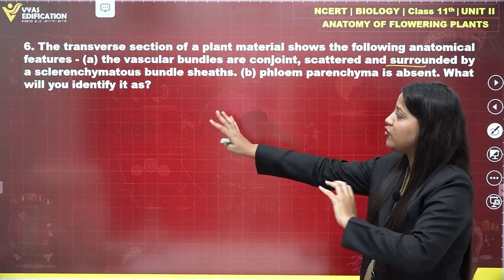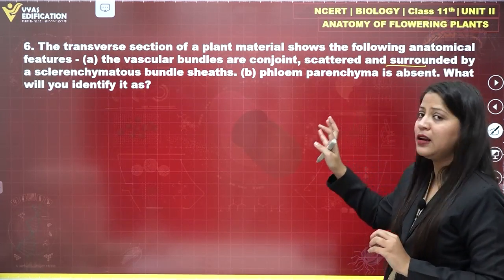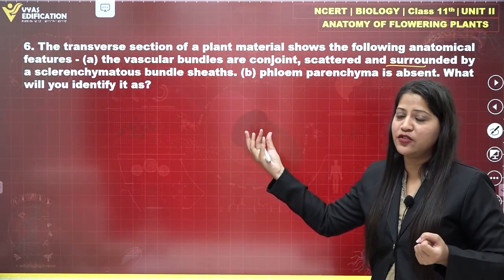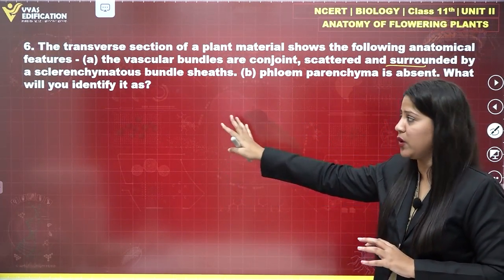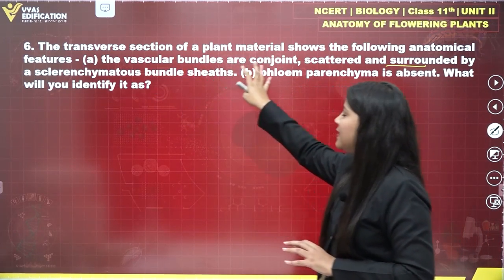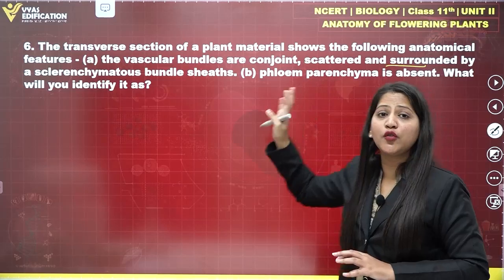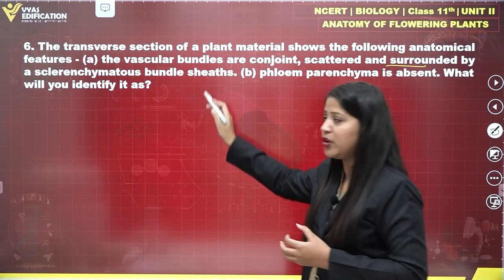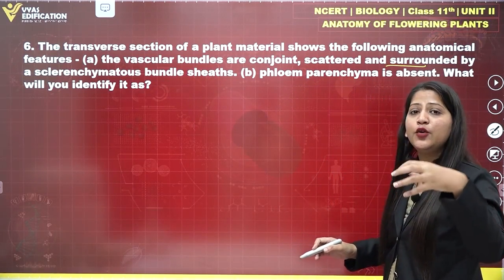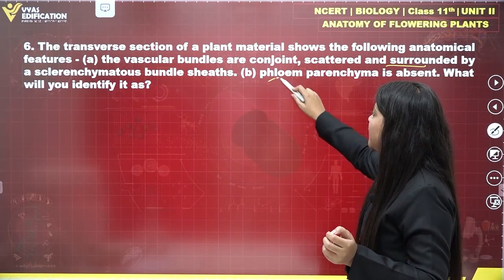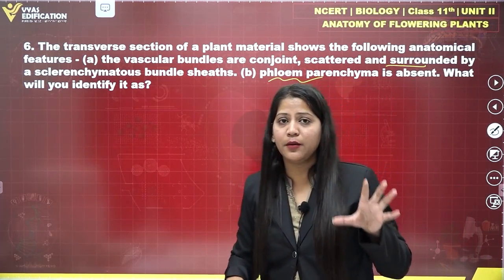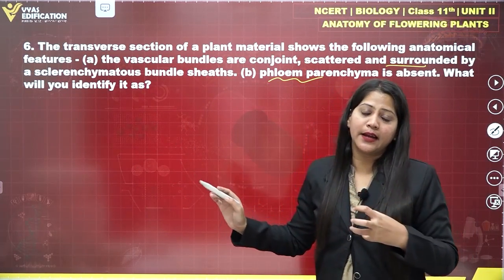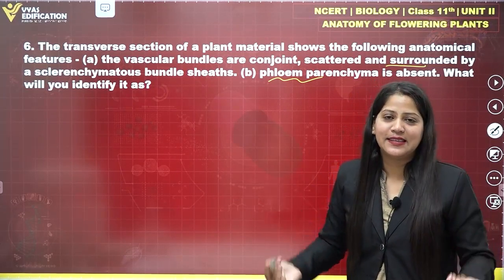So in the question you can see we have given some material with features. We have given a material or a sample, along with some features, and the features are mentioned in the question on screen. Those features are that the vascular bundles are conjoint and scattered, and also they are surrounded with a sclerenchymatous tissue which is known as bundle sheath, and also the sample is absent in phloem. There is no phloem present in the material. So from this feature you can easily identify that the given material is monocot stem, right?